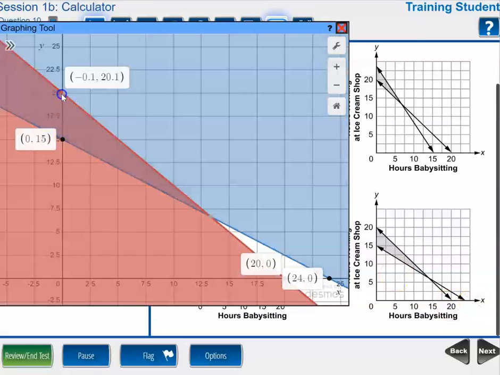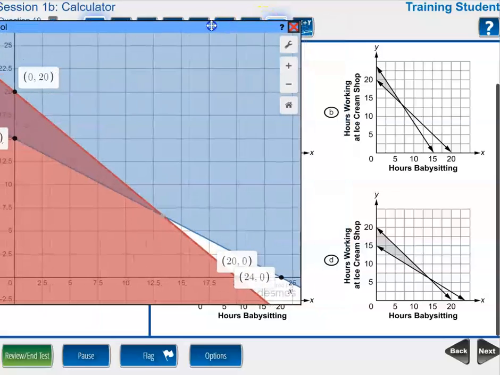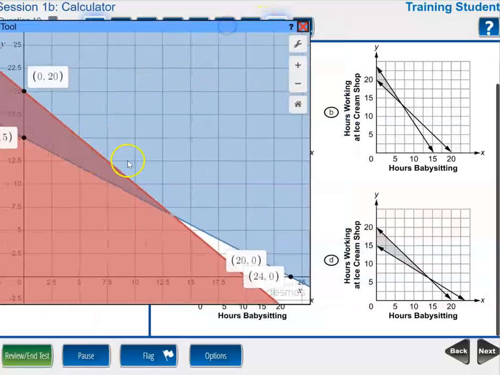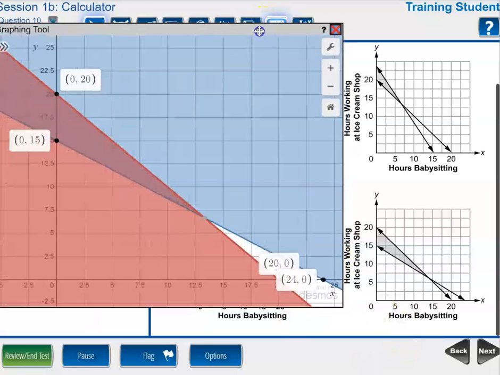Let's take a look at these two. These points are at 15 and 20. These are at 15 and 20. These aren't. So the only one of these that's like the one in the graphing calculator is D. So the kids would click here to choose answer choice D.